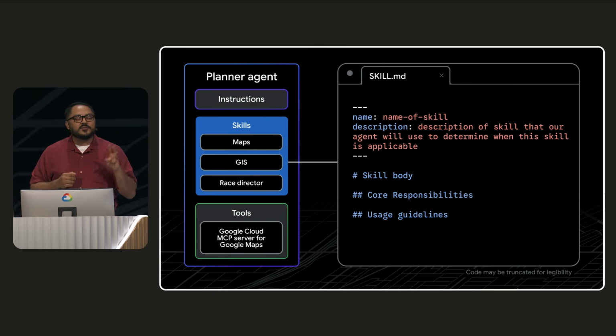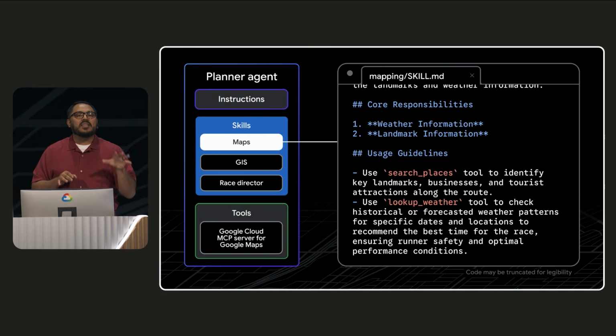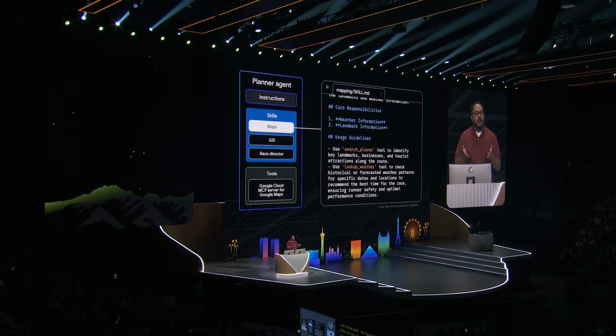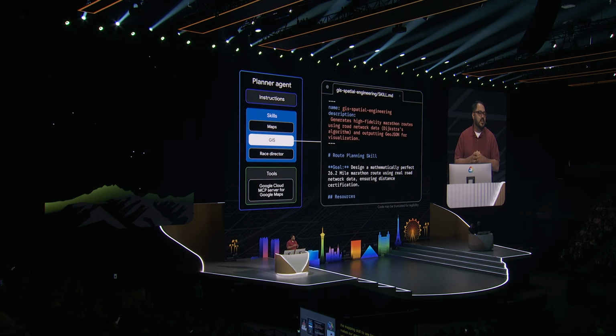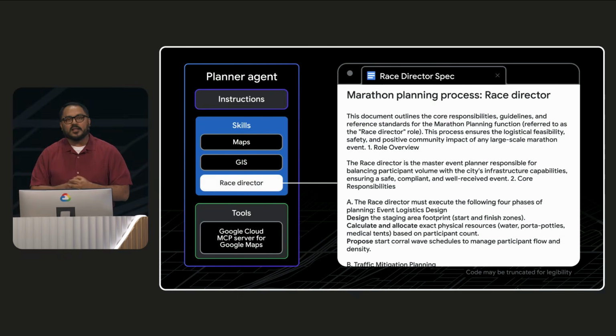Next, let's talk about skills. We have 3 skills for our agent. Let's look at the mapping skill to see how it makes our agent an expert at using Google Maps. We also have a GIS skill in the same structure to handle geographic information. Last, we have the race director skill.